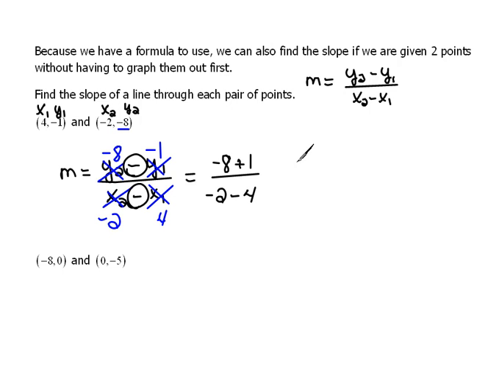And now we simplify both the numerator and the denominator. -8 plus 1 would be -7 over -2 minus 4 would be -6. And now we can't simplify the numbers any, but a negative divided by a negative is a positive. So this is positive 7/6. That would be the slope between these 2 points.